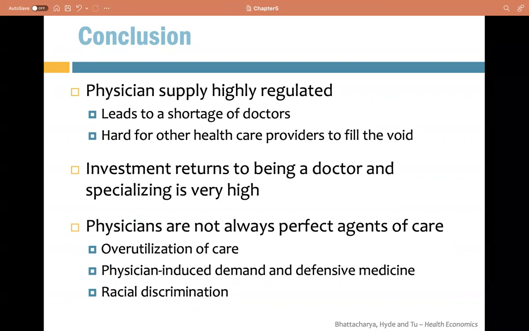We also mentioned physician practice. Physicians are not always the perfect agents of care. They can react to incentives, which results in overutilization of care. Physician-induced demand and defensive medicine are common in the United States. Lastly, racial discrimination is also common in the current system, and it always requires careful empirical work to identify it and to know whether it is efficient or not. Okay.